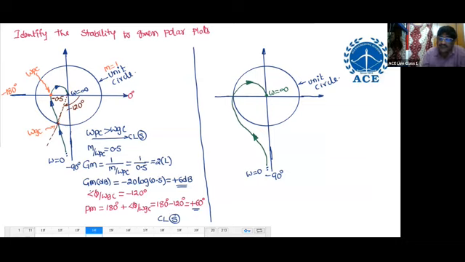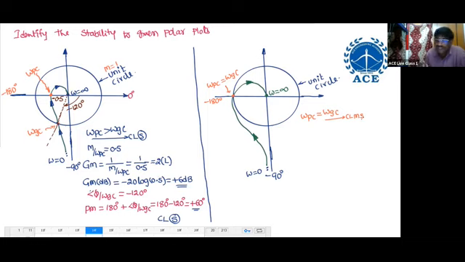Come on, at this point, what? At this point, omega PC equals omega GC. That means marginally stable system. Omega PC equal to omega GC means the closed loop system is marginally stable.